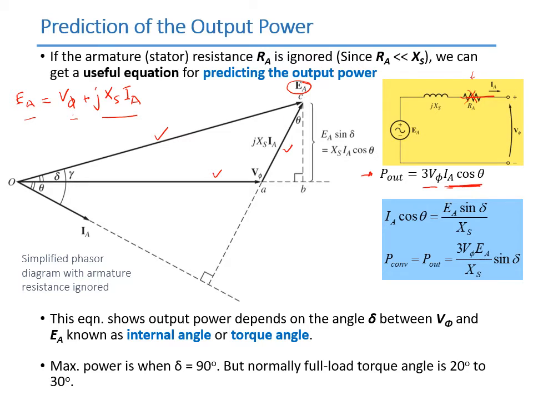Theta is the angle between IA and V pi. If you look on the left hand side, this is theta, but theta is also this angle here. It's the angle between XS IA and the vertical line BC. That's also theta. You can use trigonometry to find that this angle will be the same as this angle.